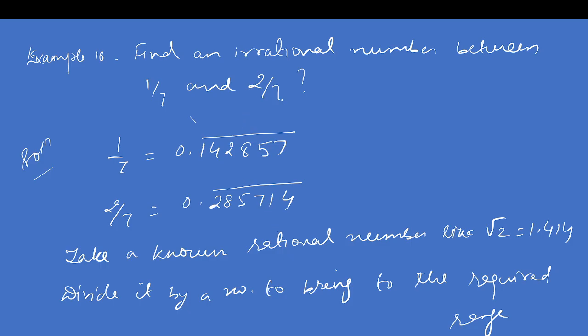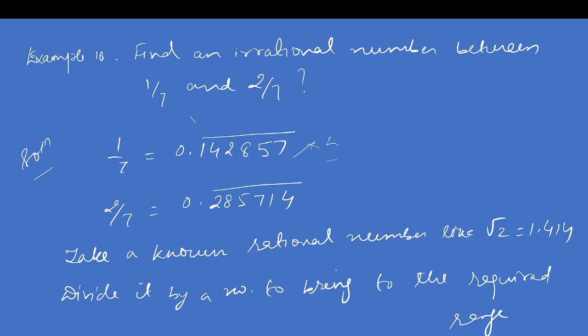Now find an irrational number between 1 by 7 and 2 by 7. We have seen that there are indefinitely many rational and irrational numbers between two numbers, but again we have to solve this. So we know the value of 1 by 7; you can divide and get the value. Now how to get 2 by 7? It is 2 times of this value, so multiply this by 2 and you will get this value.